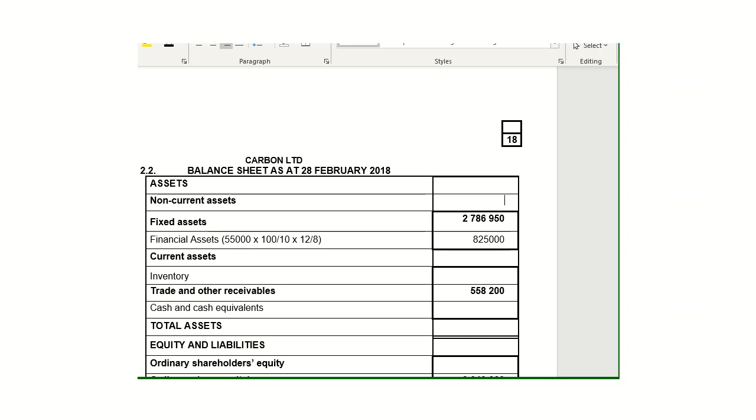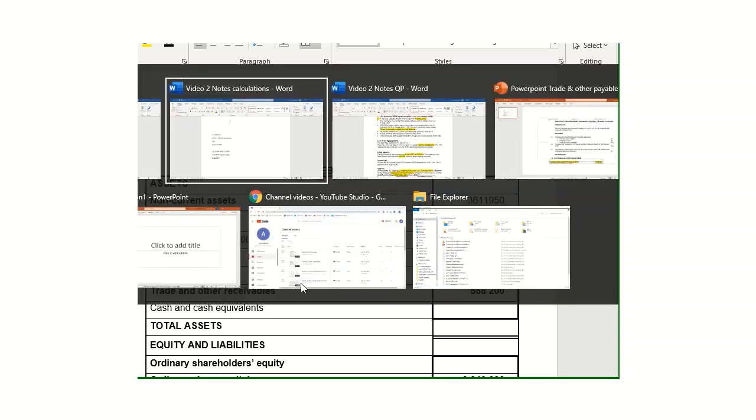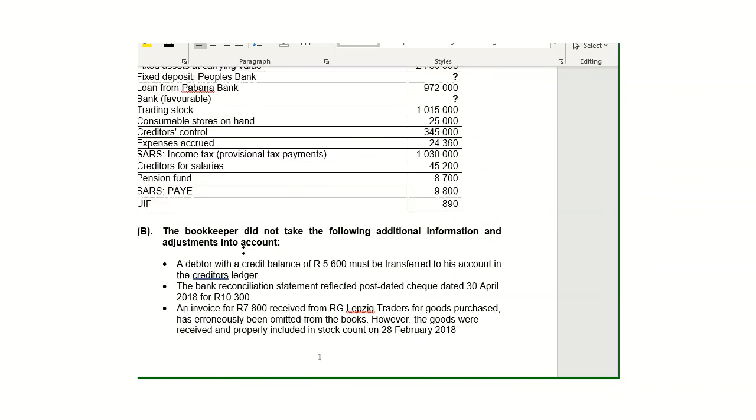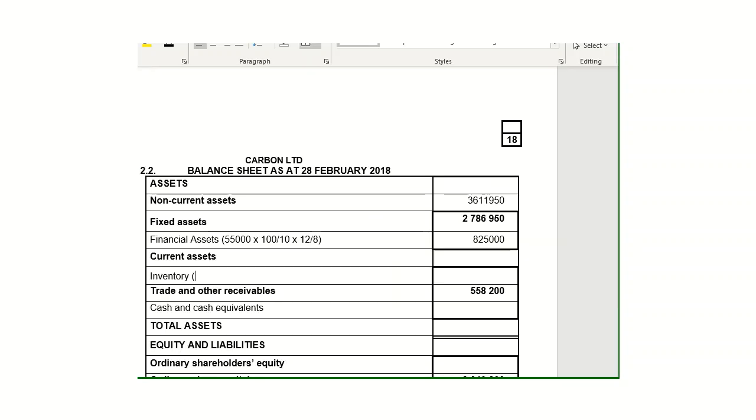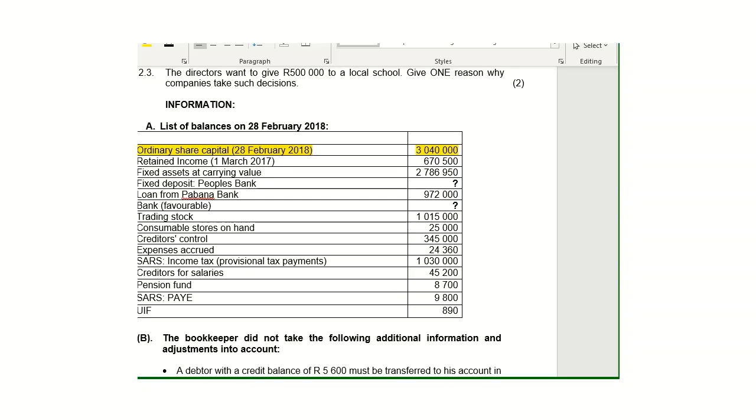Current consists of inventory. Inventory is trading stock and consumable stores on hand. So let's see. If I go back up to the information, there's the trading stock, 1,015,000. And there is my consumable stores on hand, 25,000. So plus the 25,000, and that gives me a total of 1,040,000.